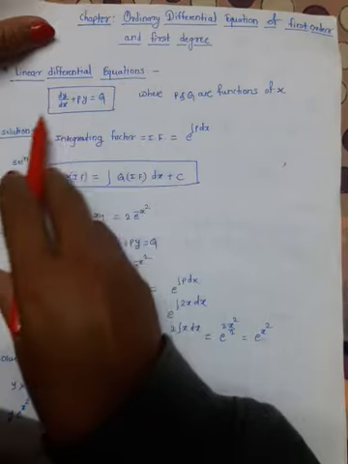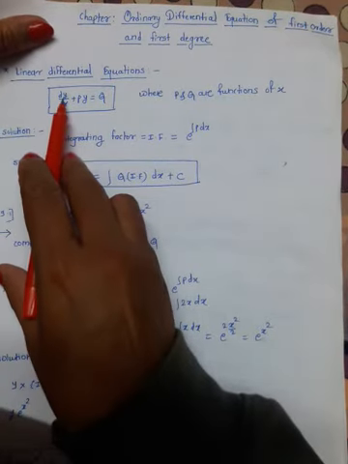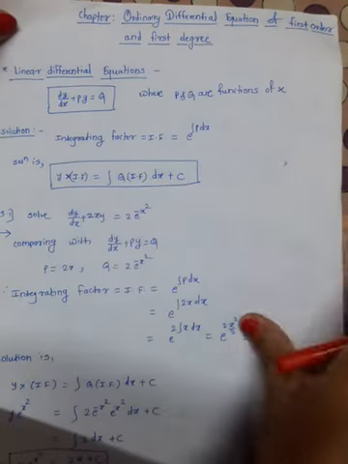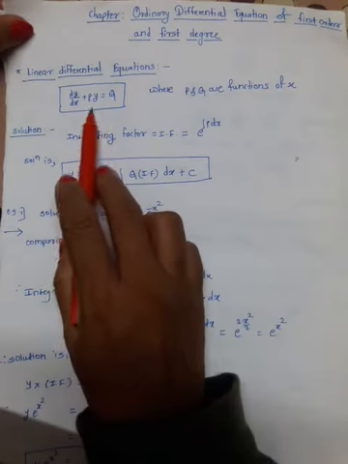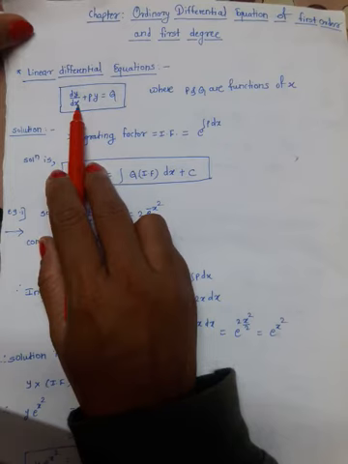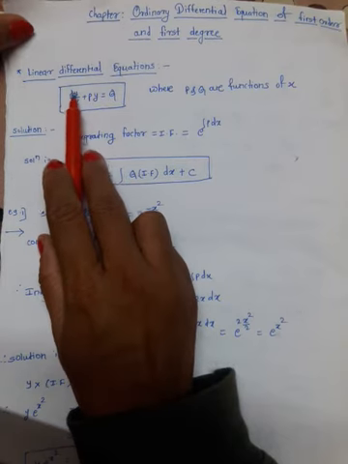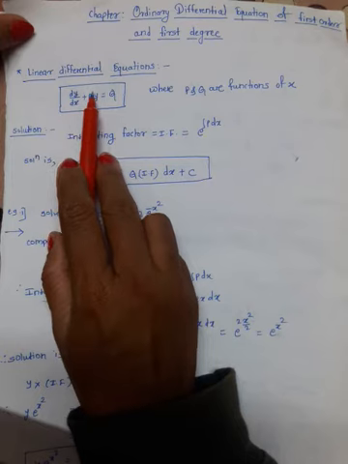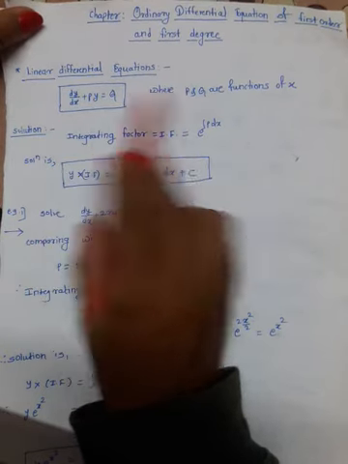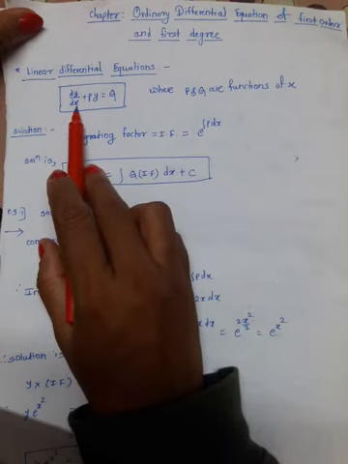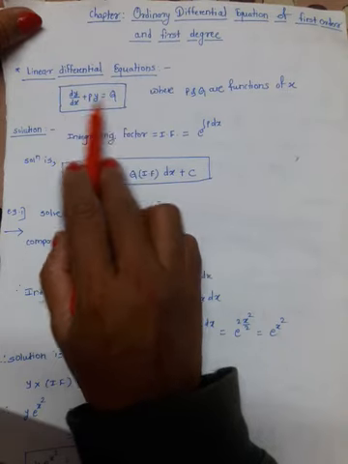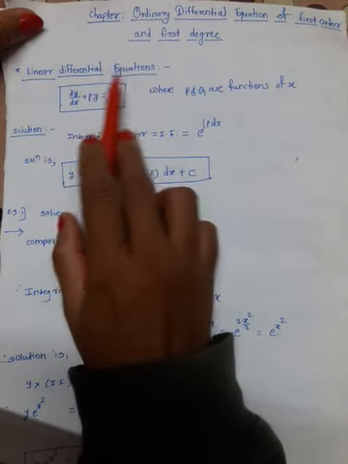Definition of linear differential equation: if any equation is in the form dy by dx plus py is equal to q, then such an equation is known as a linear differential equation. Here y and x are variables, and p and q are functions of the denominator variable x. dy by dx plus some function of x into y is equal to q. Such a differential equation is called a linear differential equation.